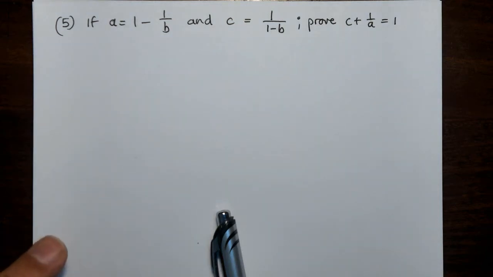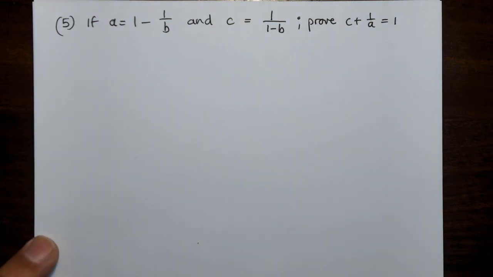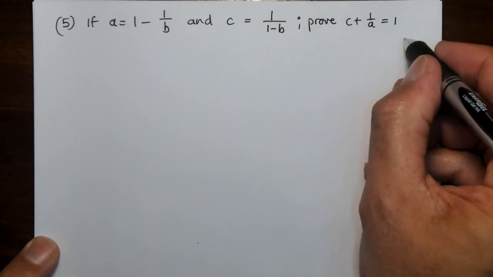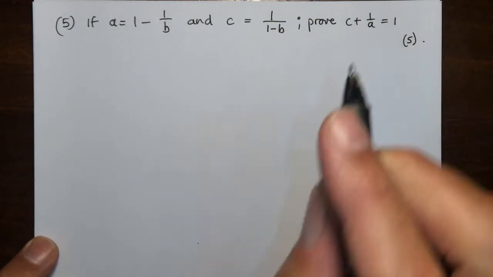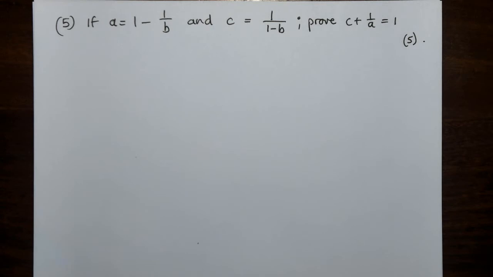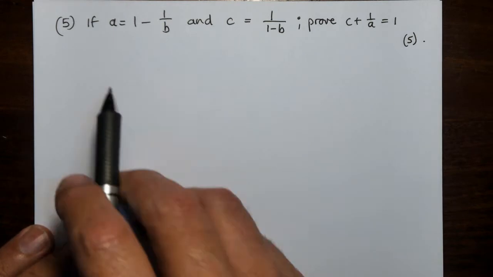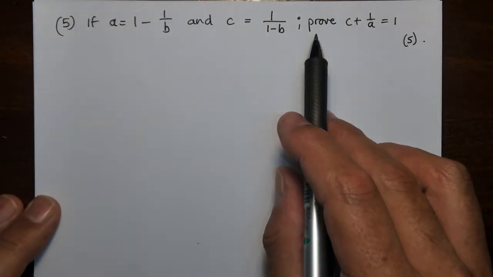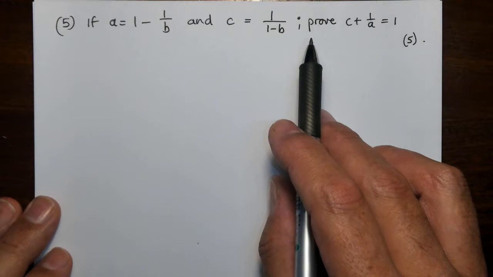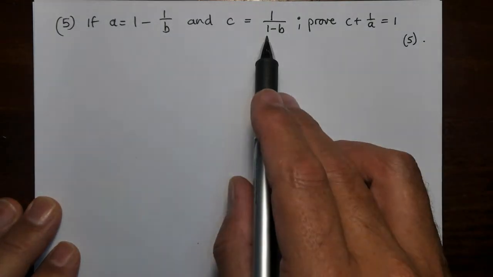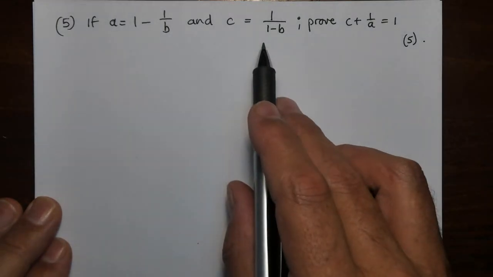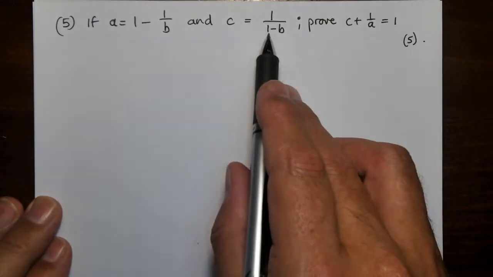Okay, folks, the last question of the paper was a question that was asked for 5 marks. Now, I want to say something here, folks. When you're working with fractions, you guys have become spoiled because you can plug it into your calculator and the calculator does the work for you. So the moment we give you something that has fractions in it, you don't know what to do because the calculator cannot deal with these.